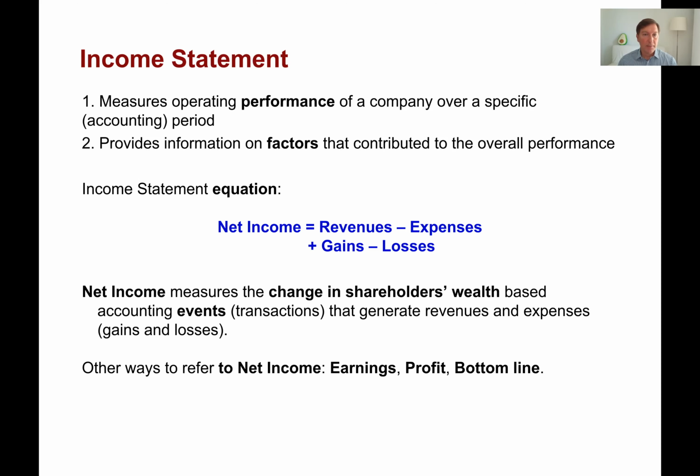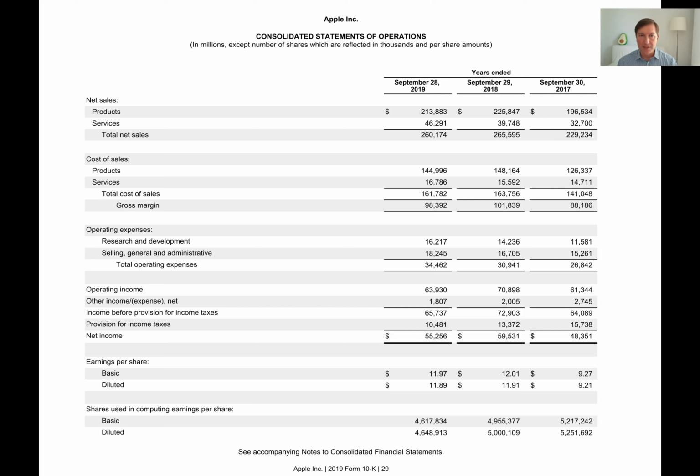So net income basically tells us about the change in shareholders' wealth over a period of time, or the change in the value of shareholders' claim over a period of time. We can refer to net income as earnings, profits, bottom line, right? These are pretty much the same things. Okay, so let's take a look at an example of an income statement, a recent example by Apple. What do they have in their income statement?